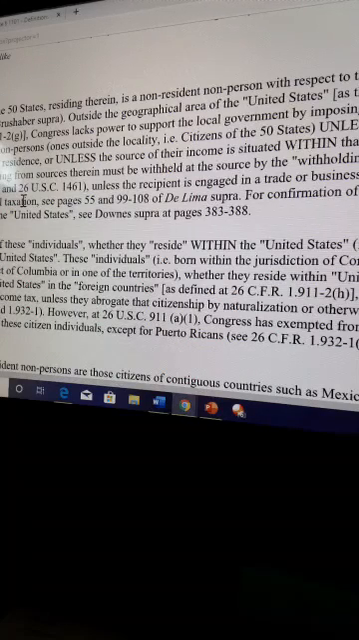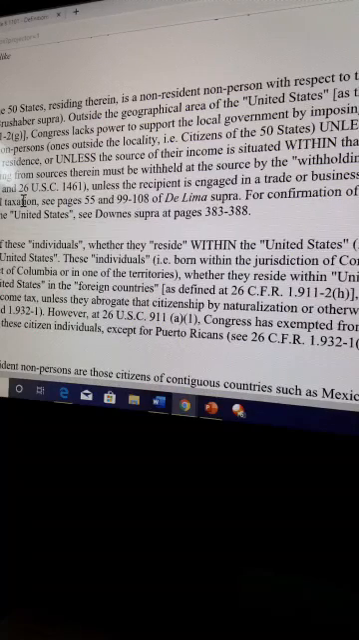For a full discussion of this local taxation, see page 55 and 99 through 108 of De Lima, Supra, for confirmation of the domestic municipal jurisdiction of the United States. See Downes, Supra, at page 383 through 388. Congress has control of these individuals, whether they reside within the United States, i.e. territorial states, or without the United States. These individuals, i.e. born within the jurisdiction of Congress, such as a citizen born in the District of Columbia or in one of the territories, ladies and gentlemen.